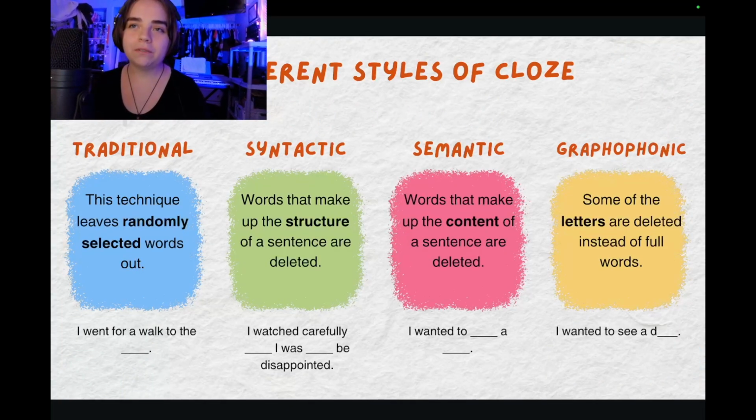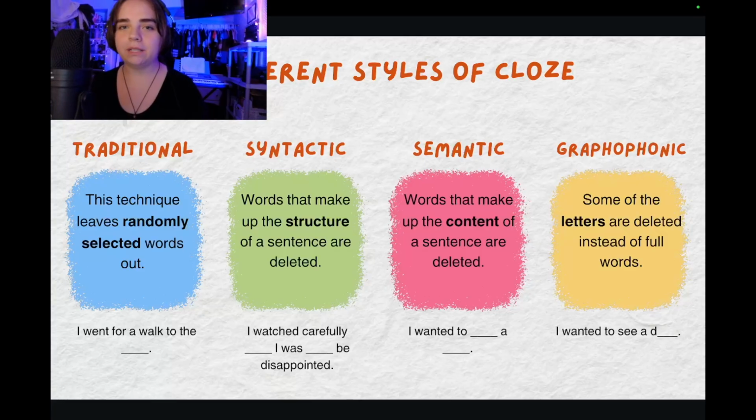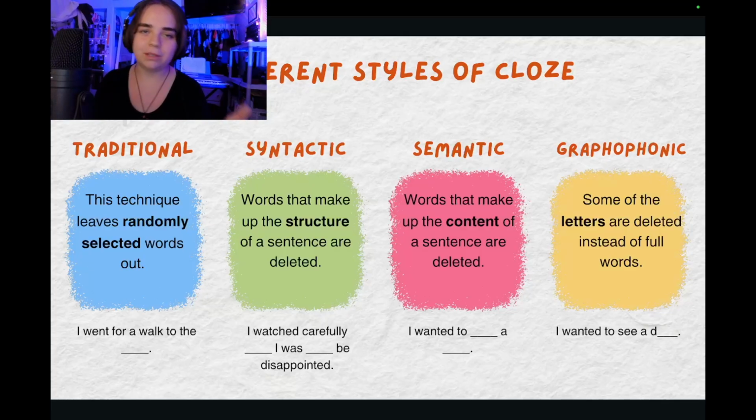So there are 4 different types of cloze. There is traditional, where randomly selected words are pulled out of a sentence. The example I used here is "I went for a walk to the blank." You can really choose anything unless there's a vocab word that you're supposed to choose, but you can put "I went for a walk to the park," "I went for a walk to the beach," stuff like that.